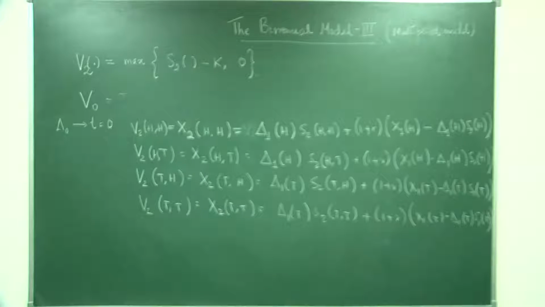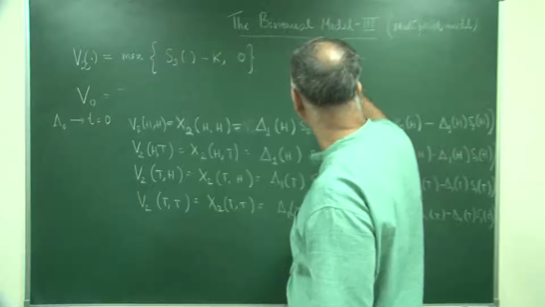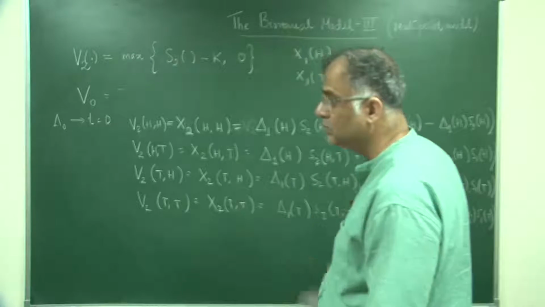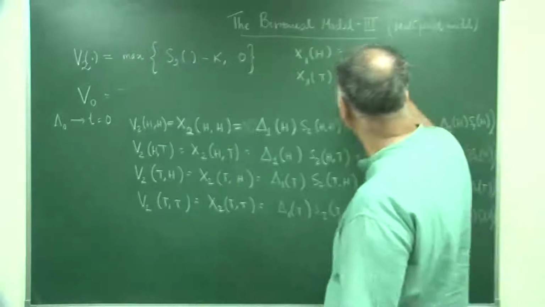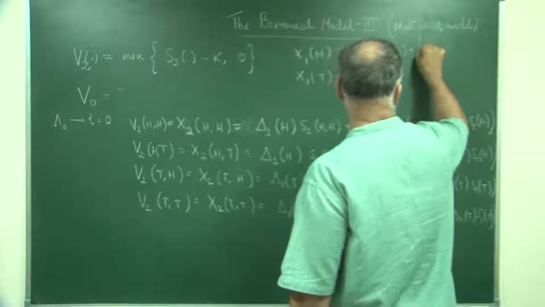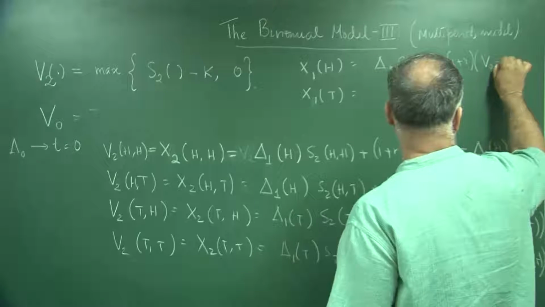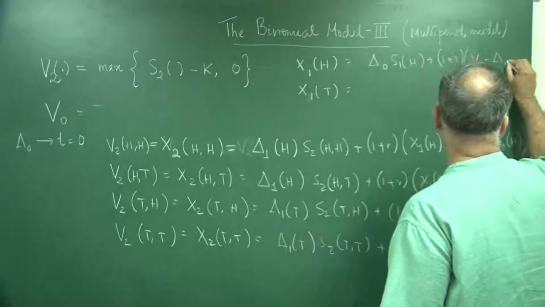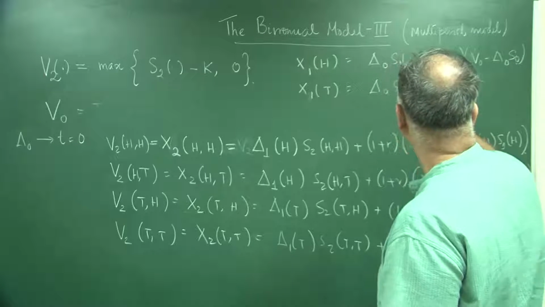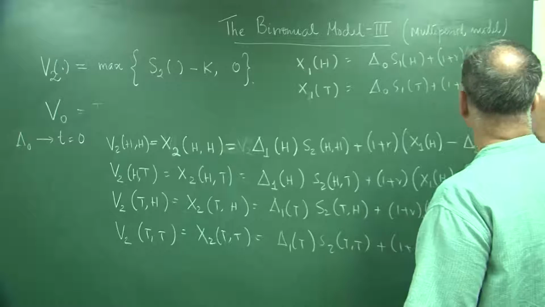So, essentially we have 6 equations, because we have the equations for x1 H and x2 H, and the x1 T, the worth of the portfolio at time 1. So, 4 equations and then 2 more, 6 equations. The worth of the portfolio at time 1 is delta naught S1 H plus 1 plus R into V naught minus delta naught S naught, and delta naught S1 T plus 1 plus R V naught minus delta naught S naught. So, you have 6 equations.